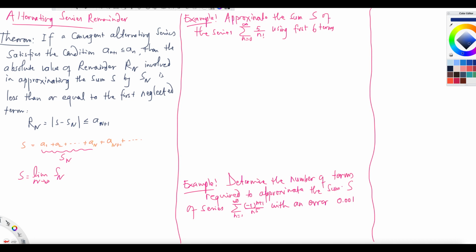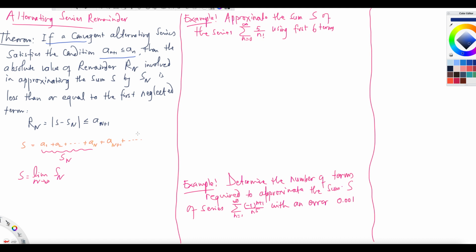All right, so let me read that theorem. It says that if a convergent alternating series satisfies the condition a sub n plus 1 is less than or equal to a sub n, then the absolute value of the remainder R n involved in approximating this sum s by S n is less than or equal to the first neglected term. What does that mean? Rn is the remainder, s minus Sn, which is less than or equal to a sub n plus 1.